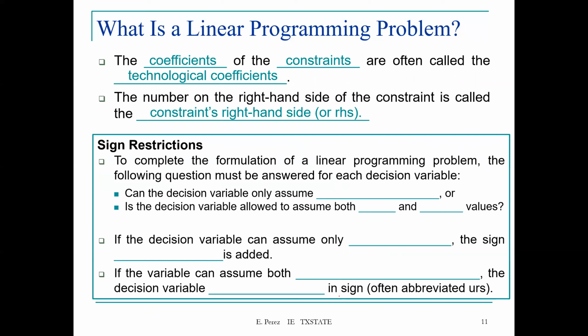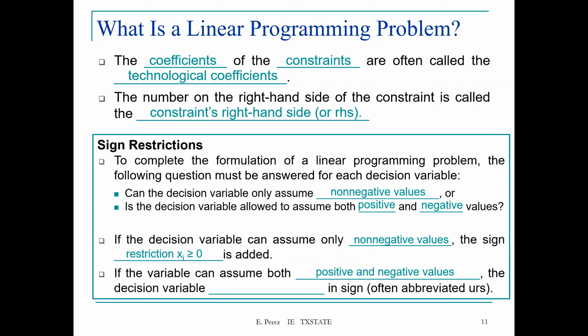Sign restrictions. To complete the formulation of a linear programming problem, the following question must be answered for each decision variable. Can the decision variable only assume non-negative values, or is the decision variable allowed to assume both positive and negative values? If the decision variable can assume only non-negative values, the sign restriction xj greater or equal to 0 is added. So in our case, we don't want to produce negative 10 soldiers or negative 10 trains. So we have a non-negativity constraint for both decision variables. We have to make sure that those are greater or equal to 0.